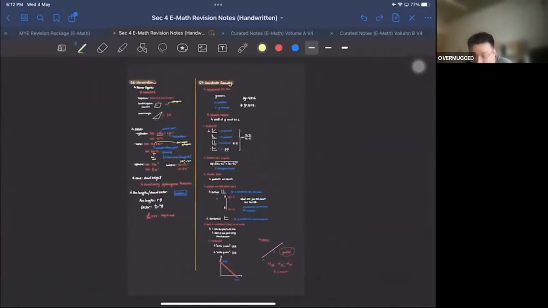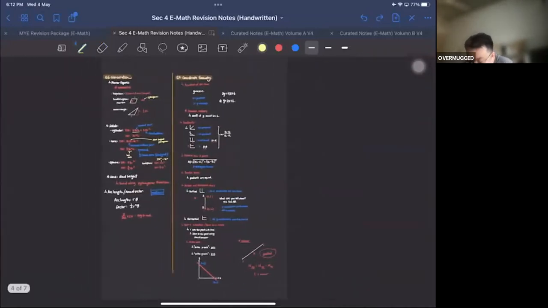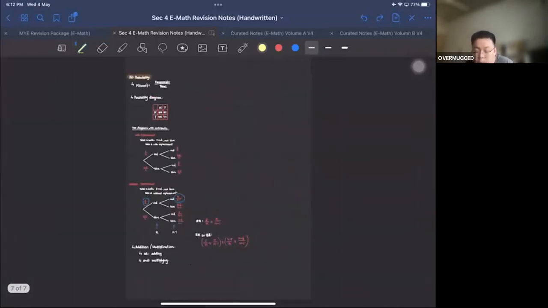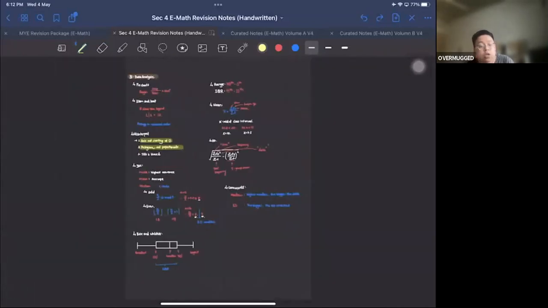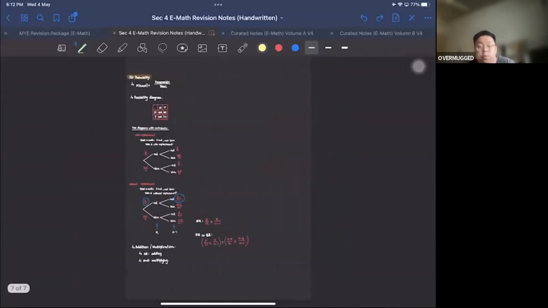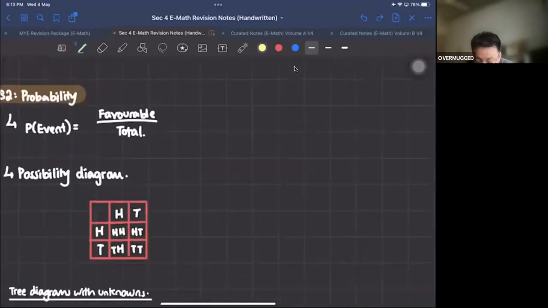Okay, and this wraps up all the geometry chapters. Last one, by popular demand. I'm going to skip vectors and the data analysis chapter. I'm just going to go straight into probability, and that will end today's revision session. Okay, so let's go into probability first.